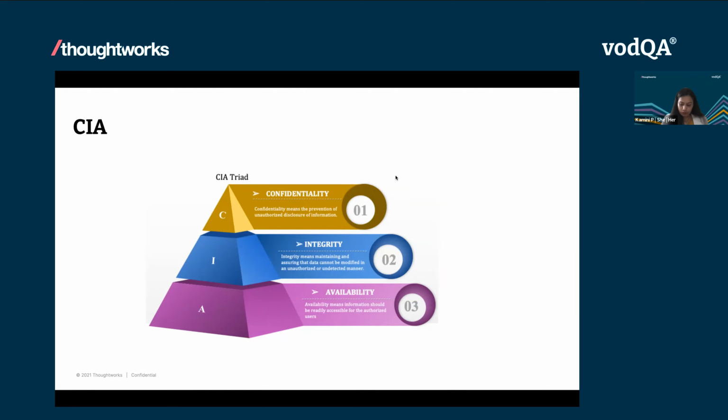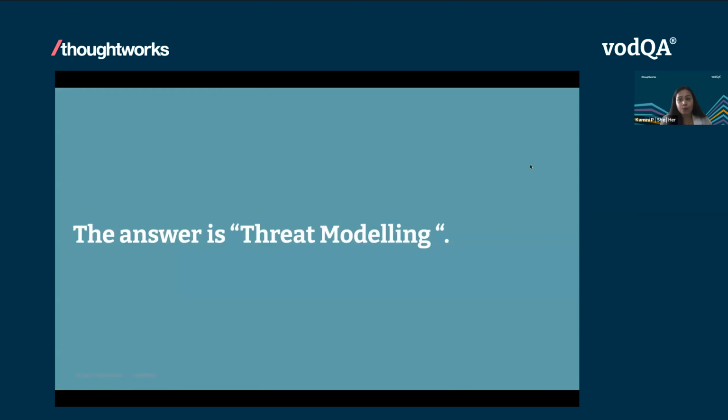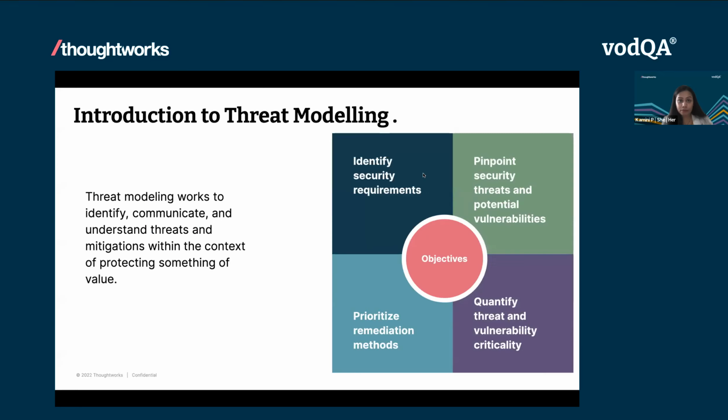So moving ahead, we saw there were multiple security incidents and security threats. We identified a few of the security vulnerability areas of any application. So any idea how we can prevent these security mishaps in our application? The answer is threat modeling. With the help of threat modeling, we can actually identify and prevent these security mishaps in our application.